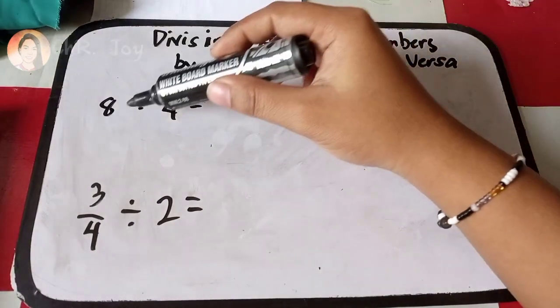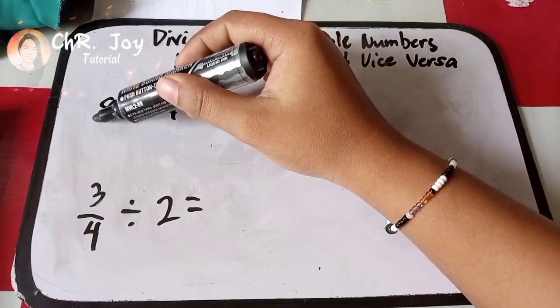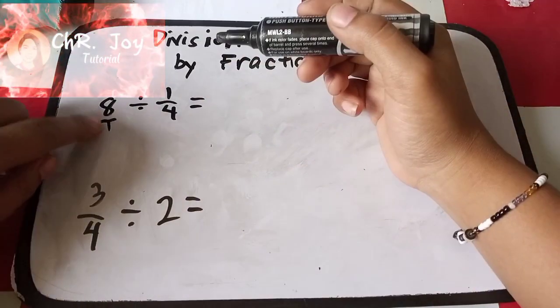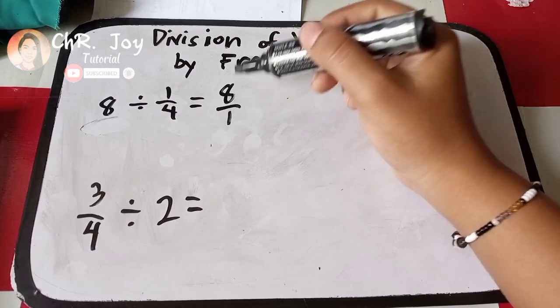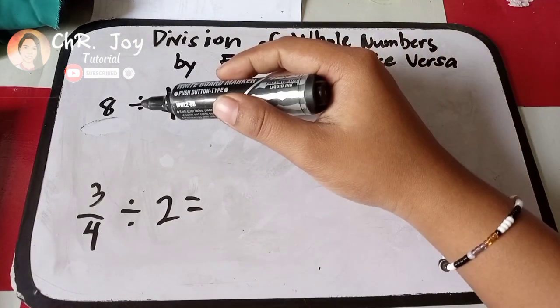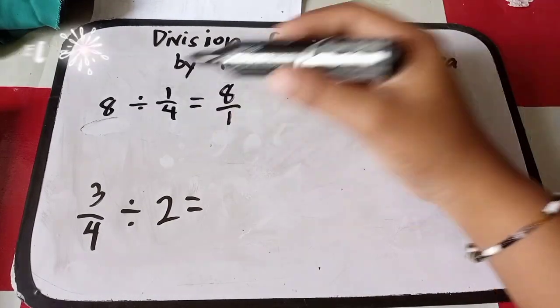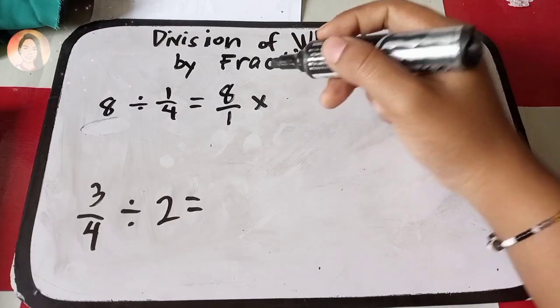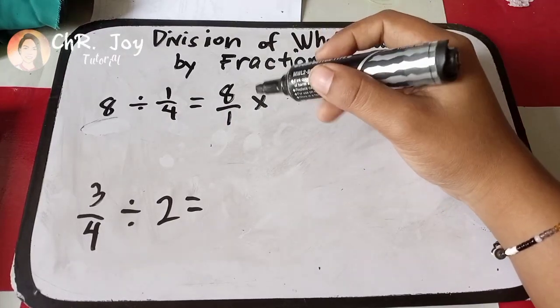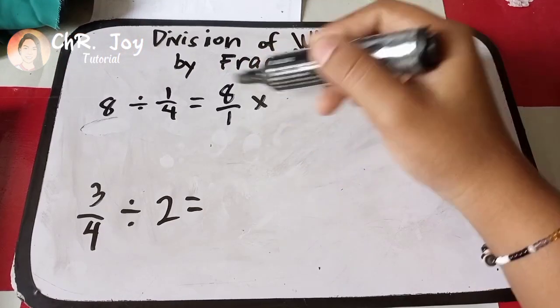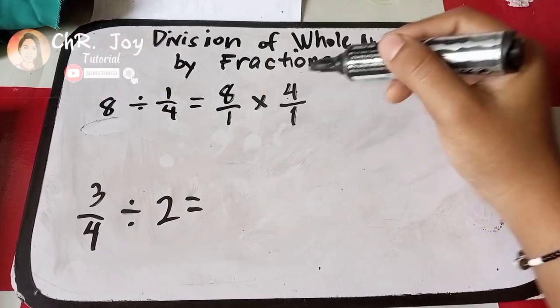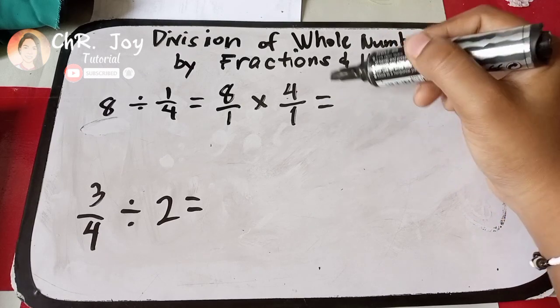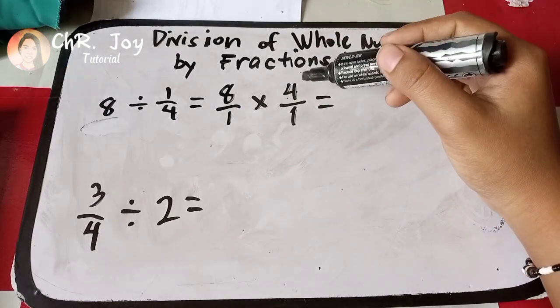Okay class, kapag whole number siya, automatic may over 1 siya. Okay, so now we're going to write 8 over 1, and kapag nag-divide tayo, so we're going to change this division into multiplication. Okay, and now the reciprocal of this 1/4 is 4 over 1. Now let us multiply this fraction.